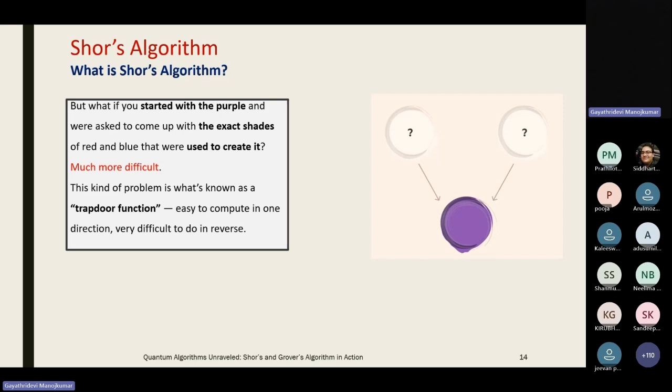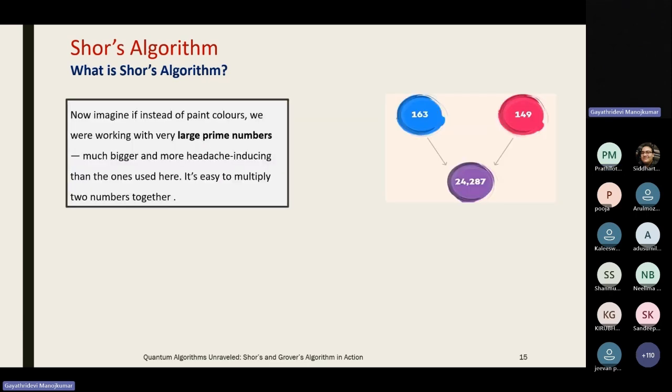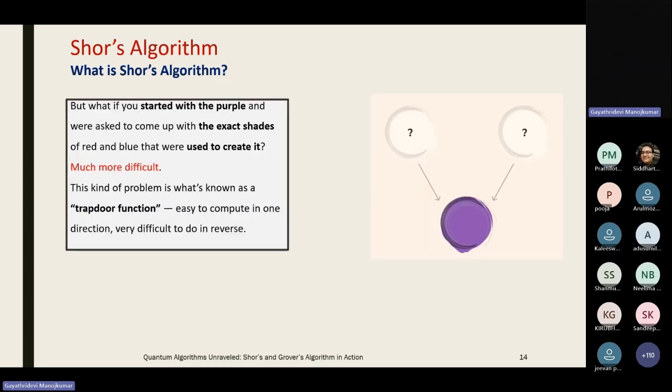But when you start with purple, and I ask what colors I can combine together to create this purple, that will be much more difficult for you. This kind of problem is called a trapdoor problem, where one direction of calculation is very easy. For example, calculating 163 times 149, I get 24,287. If I give you the answer and ask you to find the multiplication that produced it, doing the reverse is quite difficult.